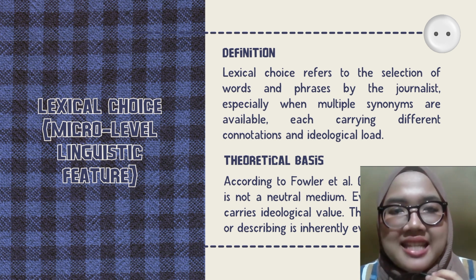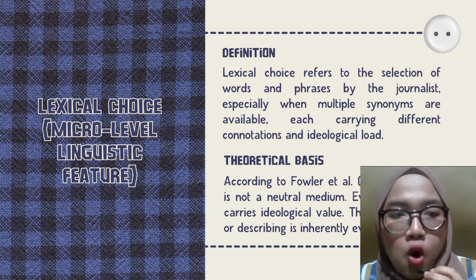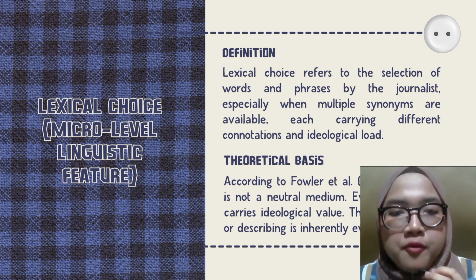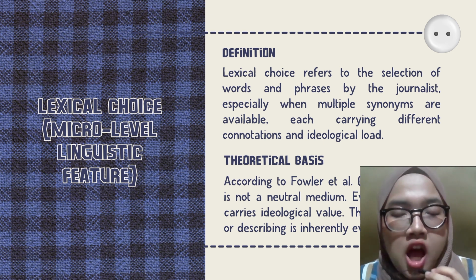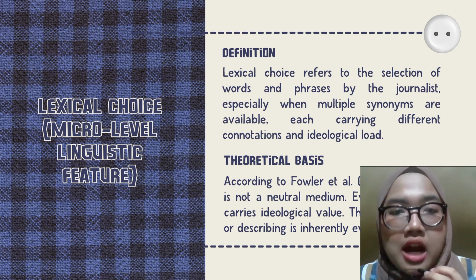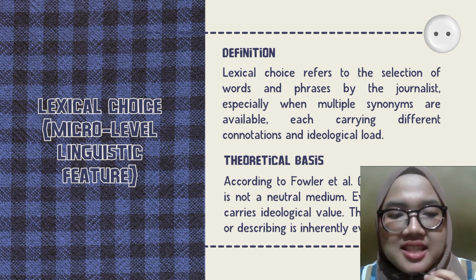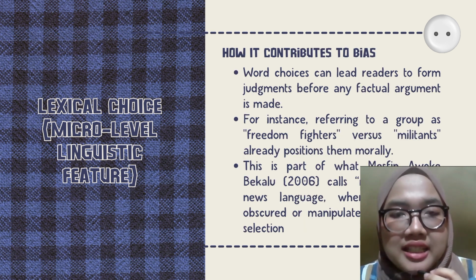According to Fowler 1979, we should remember that language is never fully neutral. Every word we use has meaning and an attitude behind it. Even just naming or describing something is already a form of judgment or evaluation. So when journalists choose one word over another, they are not just telling us facts, they are also shaping how we feel about those facts. The word that journalists use can influence how readers think or feel even before any facts are explained.